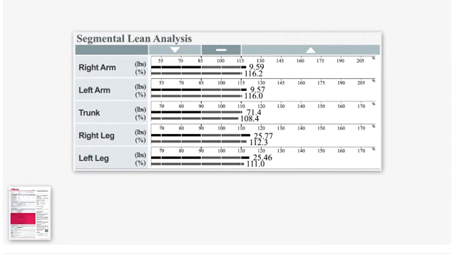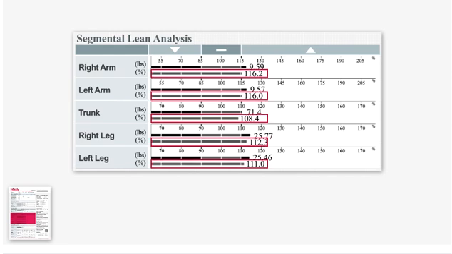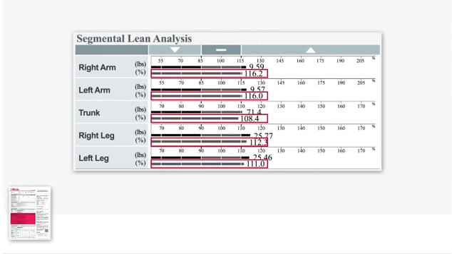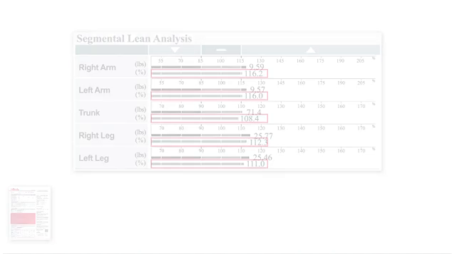Segmental lean analysis is one of our most popular sections, especially with athletes. In the athletic body type, we see that all of the bottom bar percentages are over 100, meaning there is sufficient muscle to sustain their overall body weight. Next, it's important to use the bottom bar to look for balance within the body. This is especially important to look for in athletes, as this balance is often vital in the sports they play. The segmental lean analysis can also be used to identify imbalances resulting from swelling, injury, or overuse.